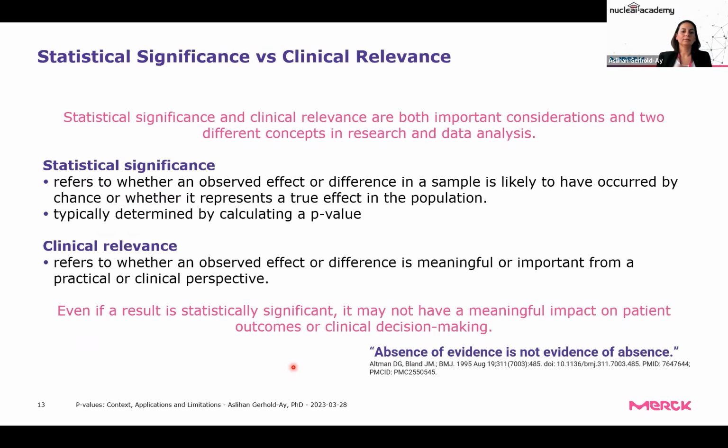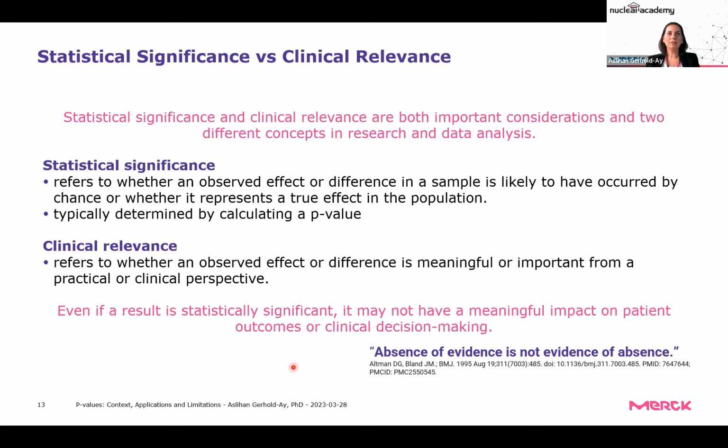Another point, statistical significance is not clinical relevance. Statistical significance and clinical relevance are different concepts in research and data analysis. Statistical significance refers to whether an observed effect or difference in a sample is likely to have occurred by chance or not, typically determined by calculating the p-value.